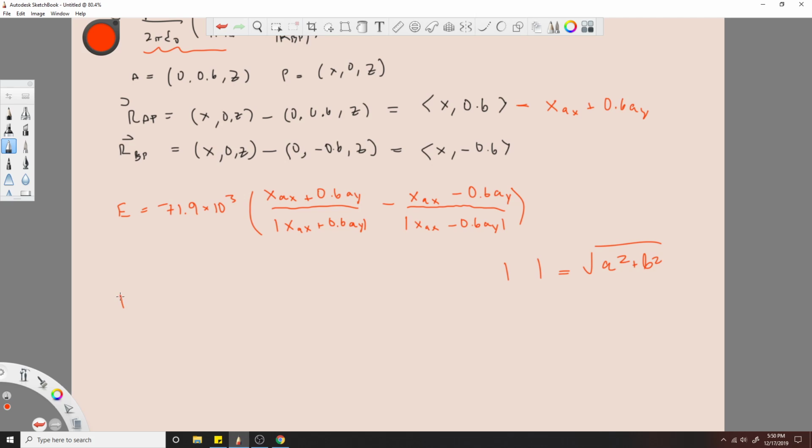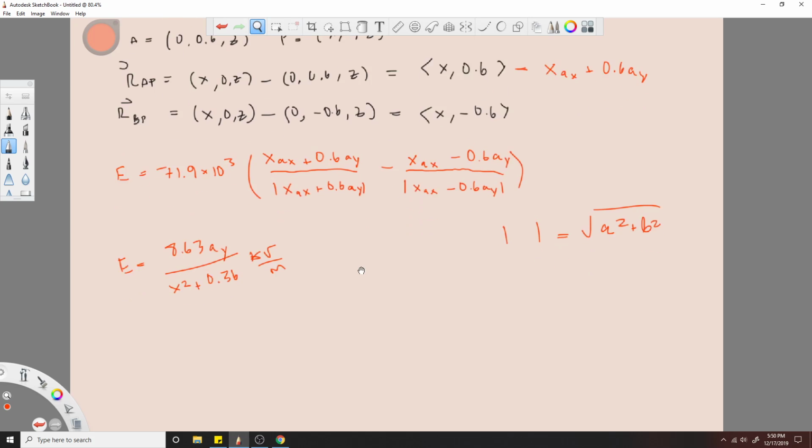So solving this, you would get 8.63 ay over x squared plus 0.36. It's no surprise, right? Because it's like a quadratic. And the units are kilovolts per meter. So that's your final answer.